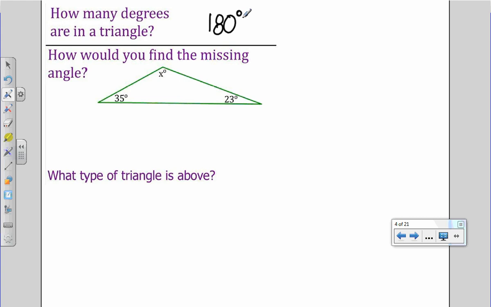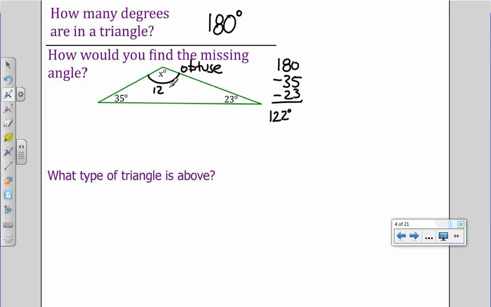Because how would you find the missing angle? I have an angle that's 35, an angle that's 23 degrees, and I have this missing angle x. It appears to be obtuse, because it looks like it's bigger than 90. So how would we find the missing angle? Well, if I know the total is 180, I can subtract the two angles I know, 35 and 23, and I can find out that missing angle. Go ahead and take your calculator, solve it. Pause the video if you need to. That missing angle is 122 degrees.